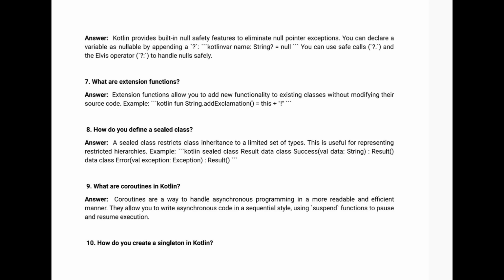8. How do you define a sealed class? Answer: a sealed class restricts class inheritance to a limited set of types. This is useful for representing restricted hierarchies. Example: Kotlin sealed class Result, data class Success, Result, data class Error, Result.